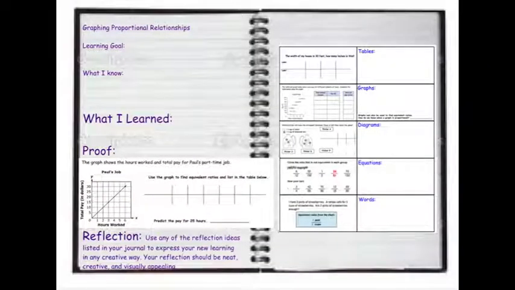Don't forget to do your proof problem. It's a graphical problem. It says the graph shows the hours worked and total pay for Paul's part-time job. Use the graph to find equivalent ratios and list them in the table below. It also asks you to predict the pay for 25 hours.